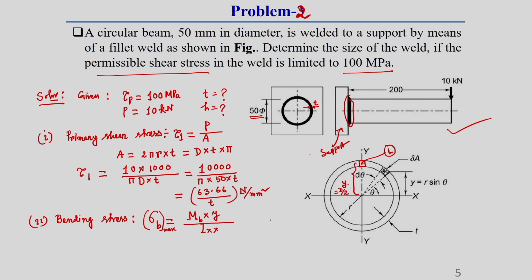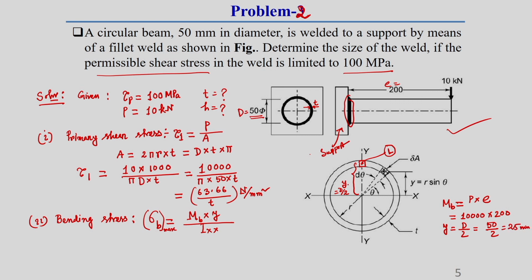So, here MB is known. What is MB? MB is equal to P into the eccentric distance of this weld, E. Here E equals 200 millimeter. So this will be equal to 10,000 into 200, and y equals d by 2, that is diameter by 2, which is 50 by 2, that means 25 mm.